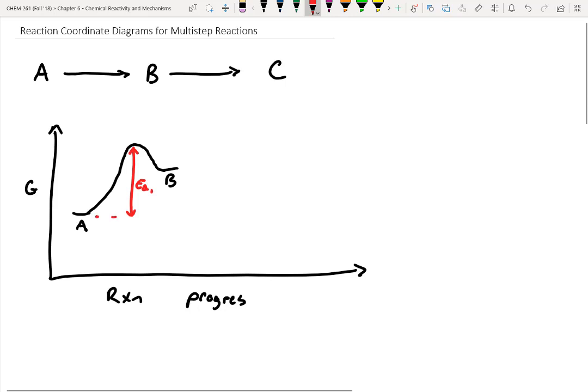All right? So now that we've got B, we want to refer to this as our intermediate. And then we also want to define what the top of the hill is, and we often define that using a double dagger. So this is referred to as transition state.